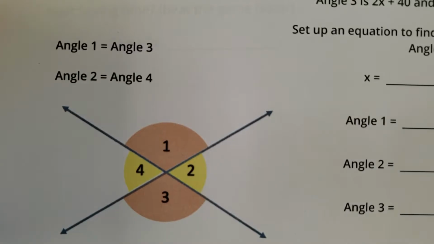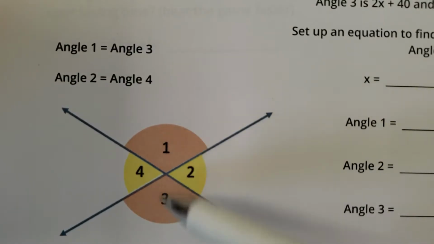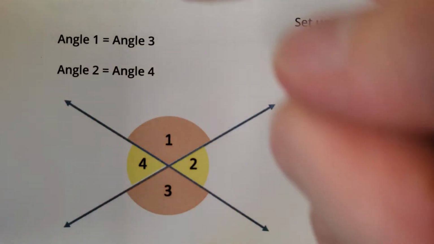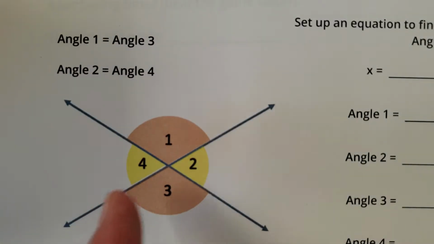So in this case, angle 1 and angle 3 are equal. Angle 2 and angle 4 are equal. The angles that are facing each other are equal. Anytime you make an X, that's true, as long as you make an X with straight lines.